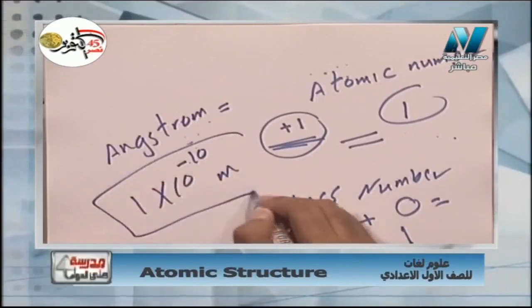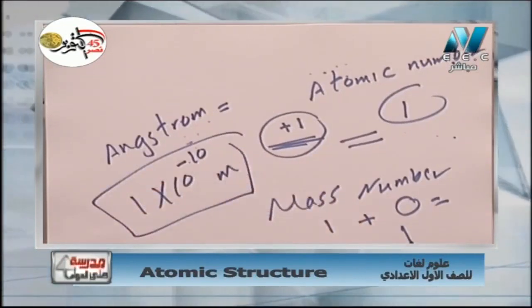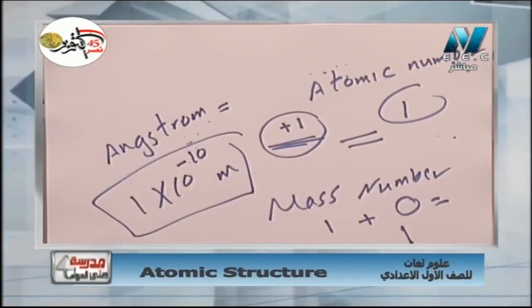Okay. Number 2, the atomic size is very small. It is measured in angstrom units. 1 angstrom equals 1 times 10 power negative 10 meter. So small.